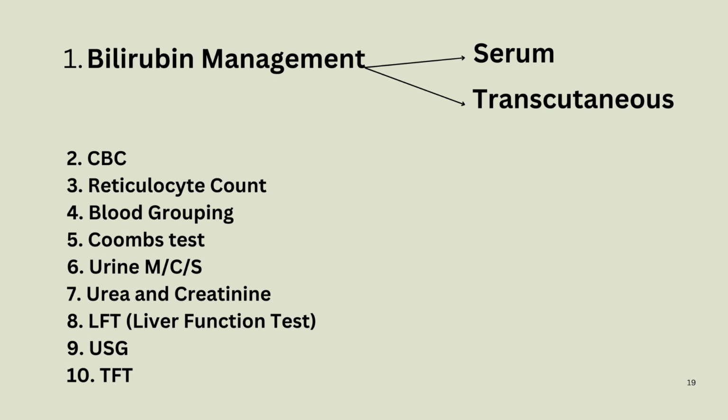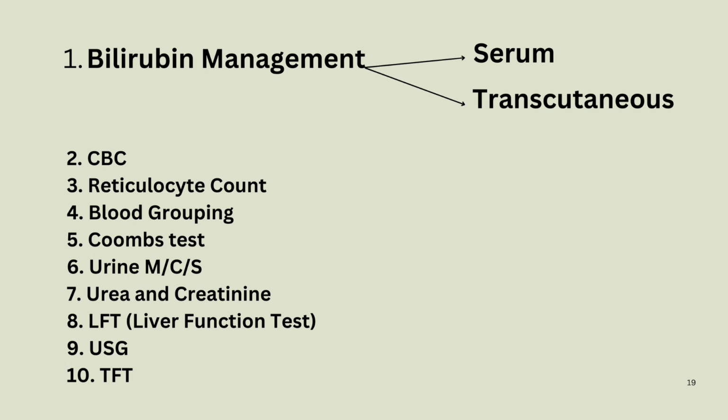Next one, we can do CBC. CBC measures the number of RBCs, WBCs and platelets. Next, we can do reticulocyte count. The normal reticulocyte count is 2 to 6 percent. If it is more than 6 percent, that indicates hemolysis, that means increase in RBC breakdown.